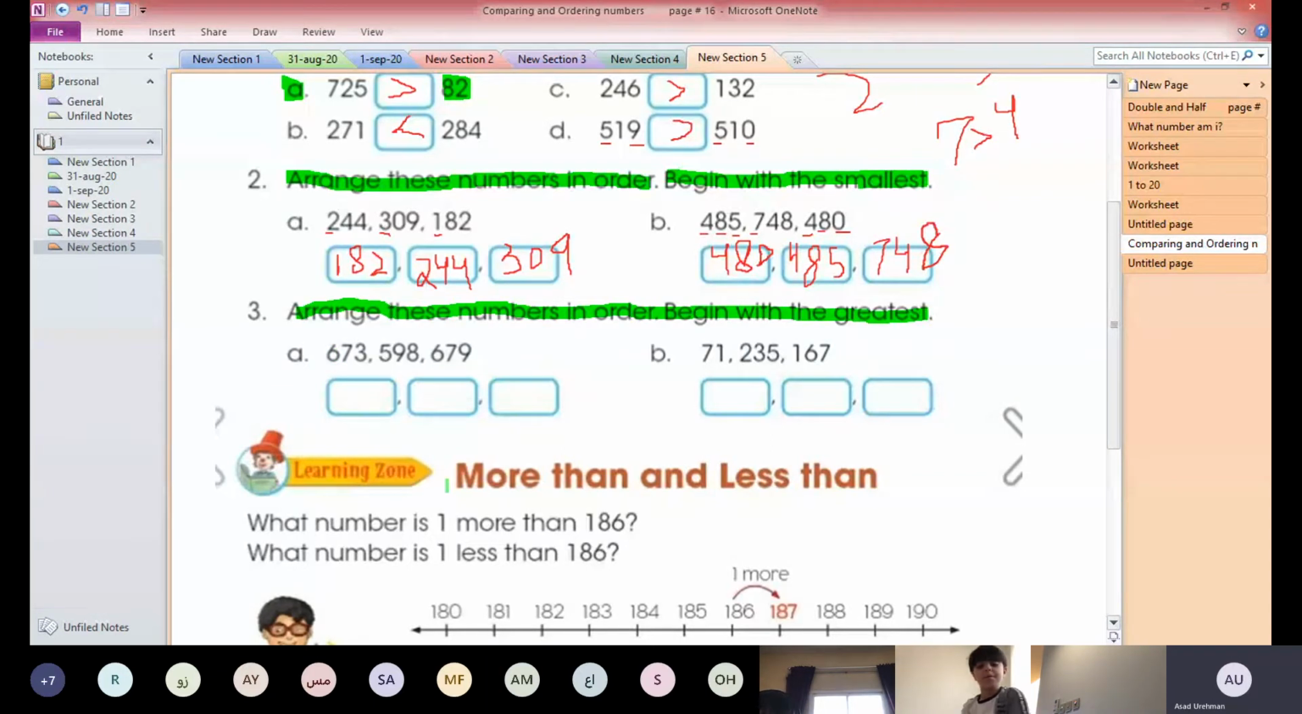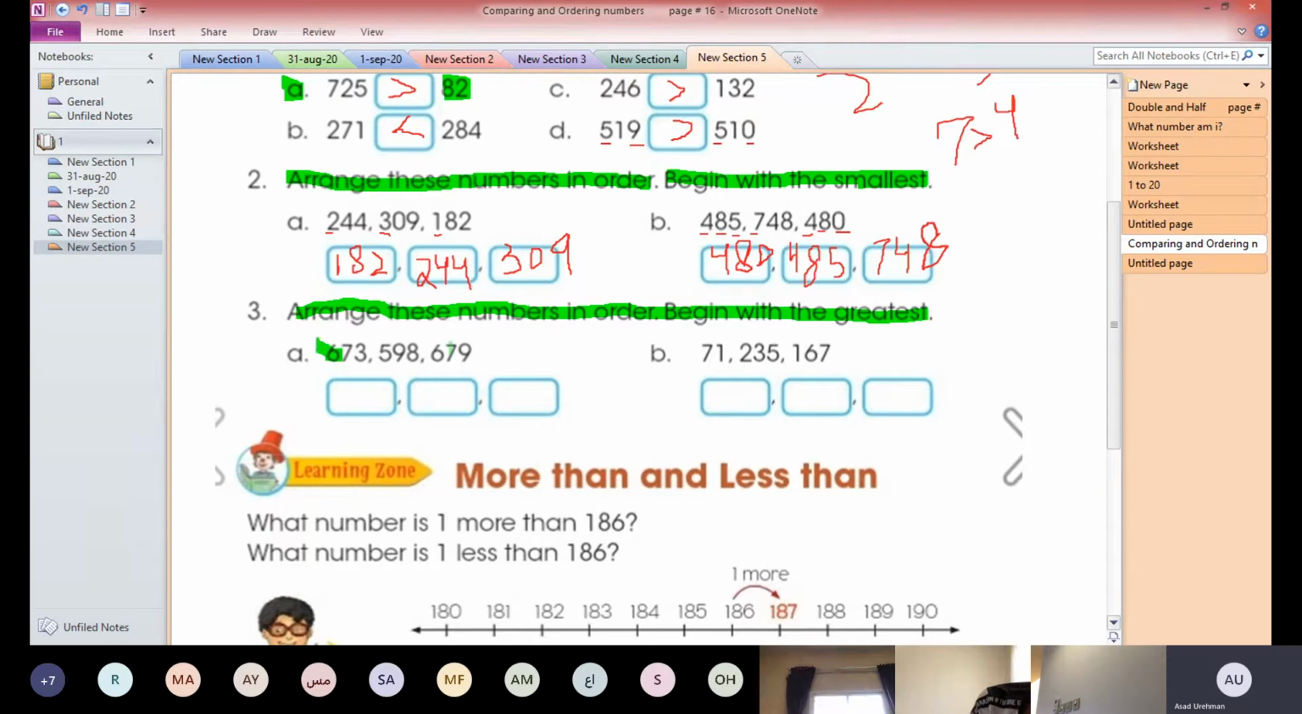Yes, please. My book doesn't say biggest to smallest. In your book it is different. Okay, write accordingly in your book, no problem.